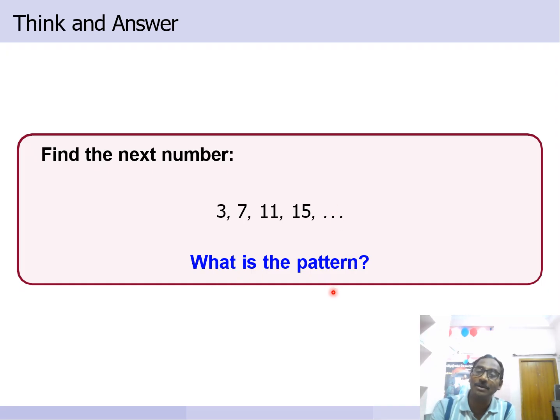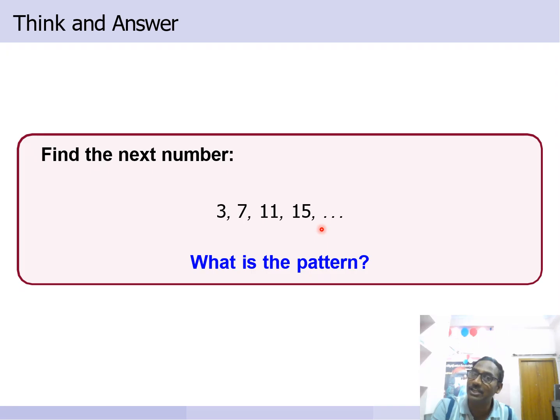What is the pattern here? What is the first term? 3. What is the second term? You added 4. So the pattern is 4n minus 1. If you take n as 1, 4 minus 1 is 3. 4 times 2 is 8, 8 minus 1 is 7. 4 times 3 is 12, 12 minus 1 is 11. 4 times 4 is 16, 16 minus 1 is 15. So that is the pattern.